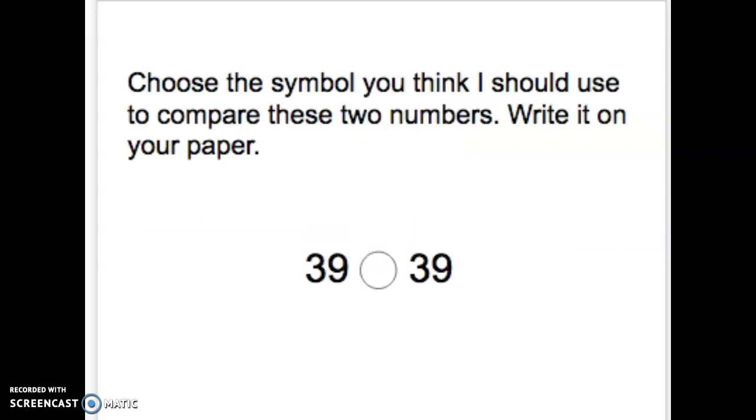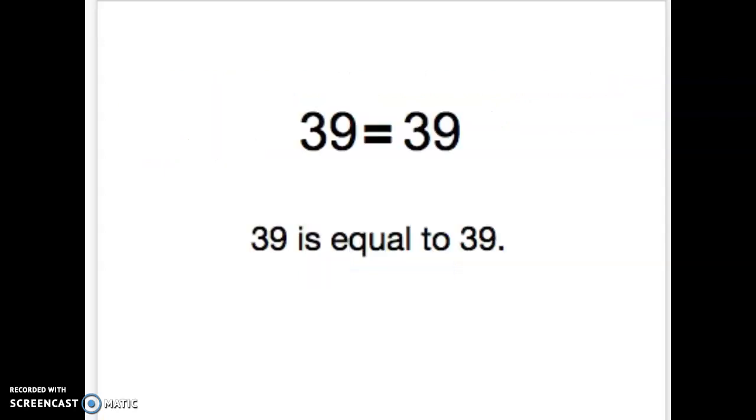Choose a symbol you think I should use to compare these two numbers and write it on your paper. 39 is equal to 39. They both have a 3 in the tens place and a 9 in the ones place.